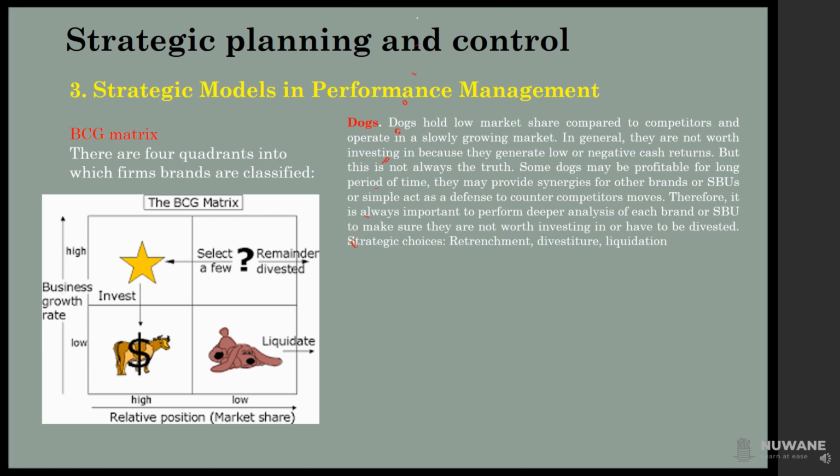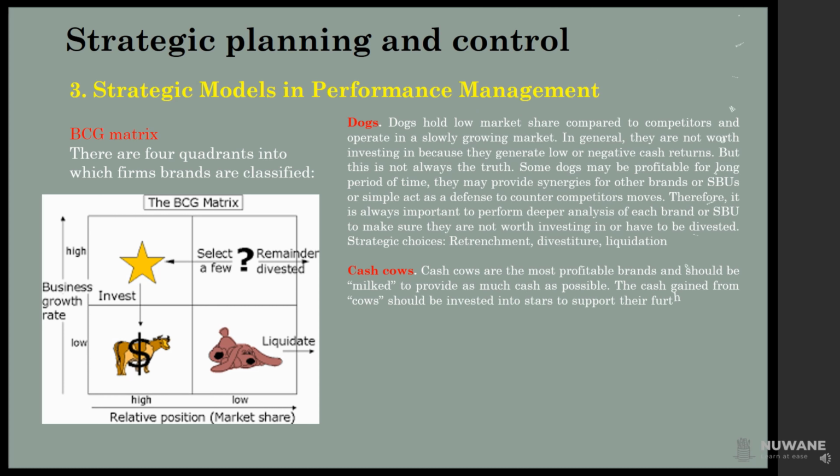liquidation. Cash cows. Cash cows are the most profitable brands and should be milked to provide as much cash as possible. The cash gained from cows should be invested into stars to support their further growth. According to the Growth Share Matrix, corporates should not invest into cash cows to induce growth but only to support them so they can maintain their current market share.